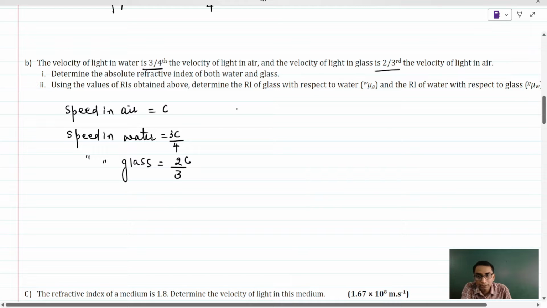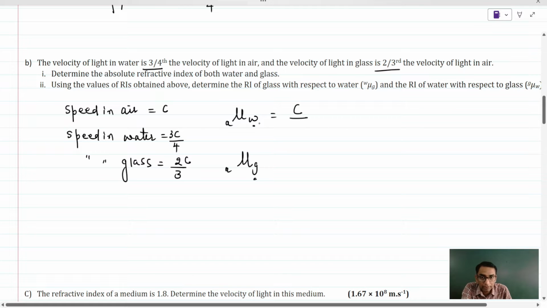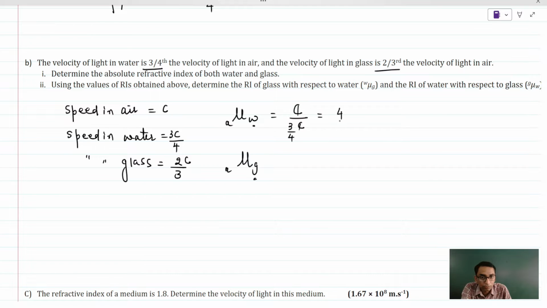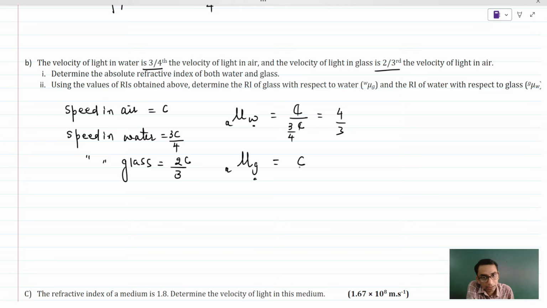Now calculate the absolute refractive index of water and absolute refractive index of glass, which means this is medium 2, medium 1 is air. So always the speed of light in medium 1, that is air, divided by speed of light in water, that is 3 by 4 of the c. This gives me the answer as 4 by 3 is the refractive index of the water. In terms of glass, speed in medium 1 divided by 2 by 3c, again getting cancelled, the answer is 3 by 2. Correct.